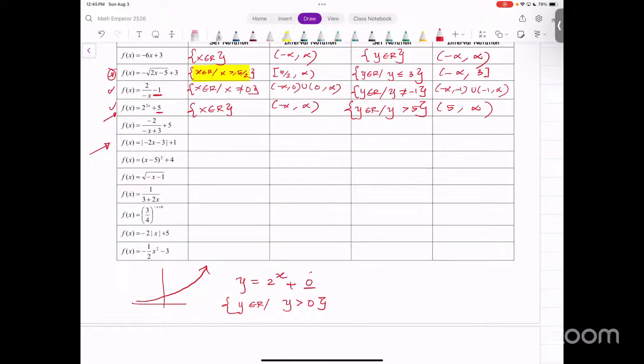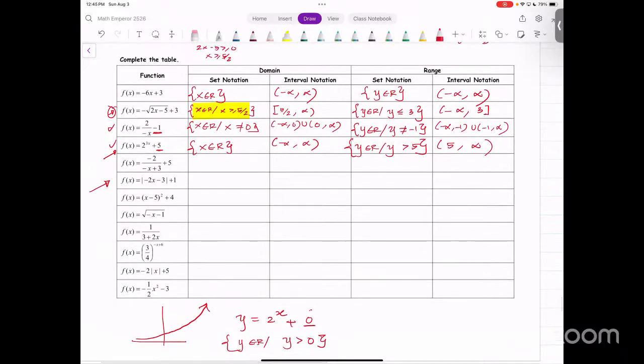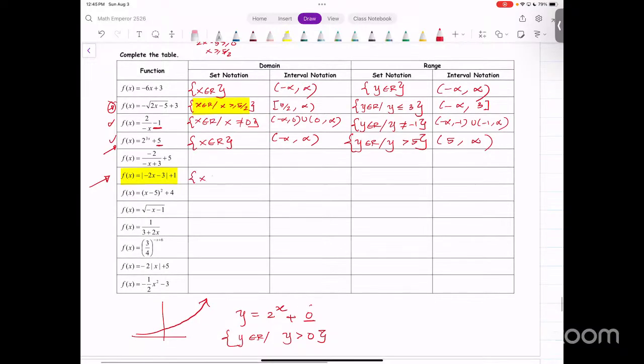Okay, that's okay. Let's move on to the next one. Absolute value function. This is a little interesting. Let's see, Divya, what did you say for the domain? X belongs to real, no restriction. X belongs to real, 100% sure. You can say no restriction for an absolute value function.